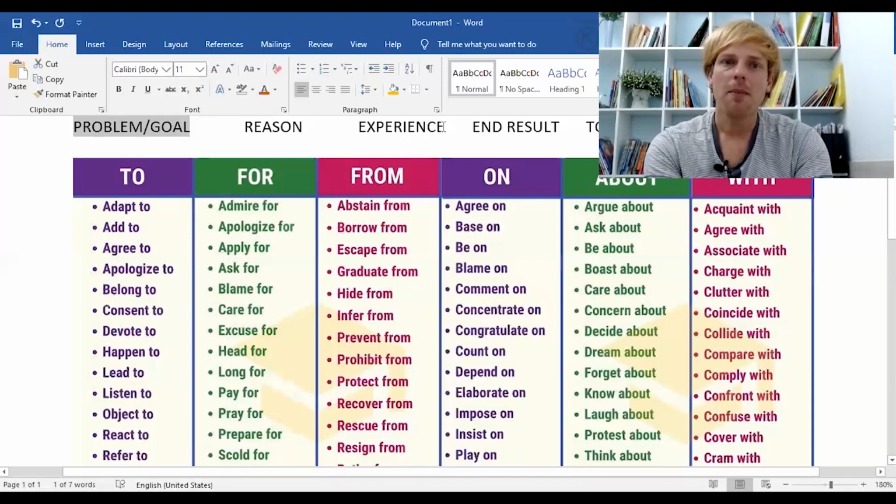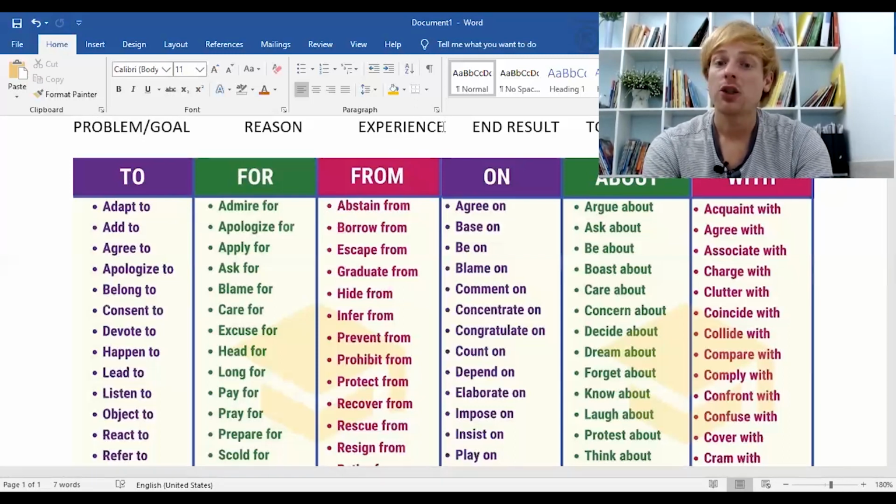And then "from" is often an experience, something in the past. For example, I graduated from university. All right, I prohibit from drinking. Protect from the assassin. I don't know. So it's some kind of experience.